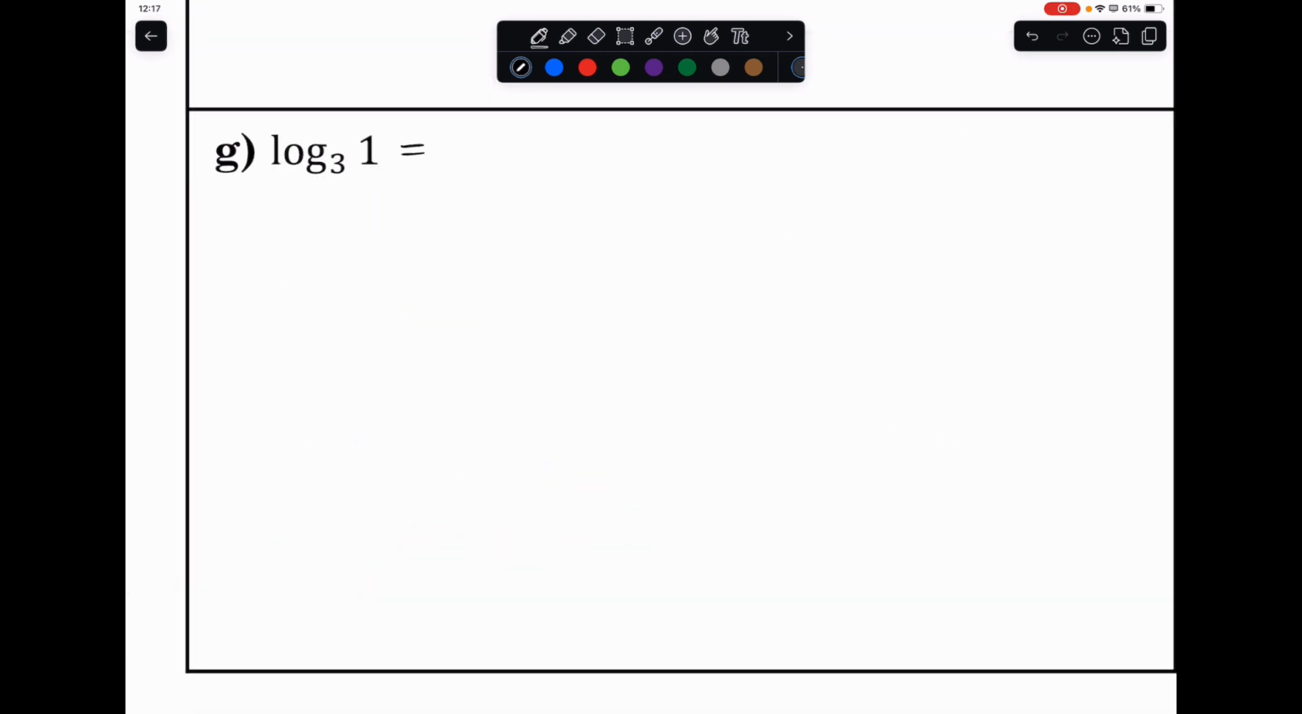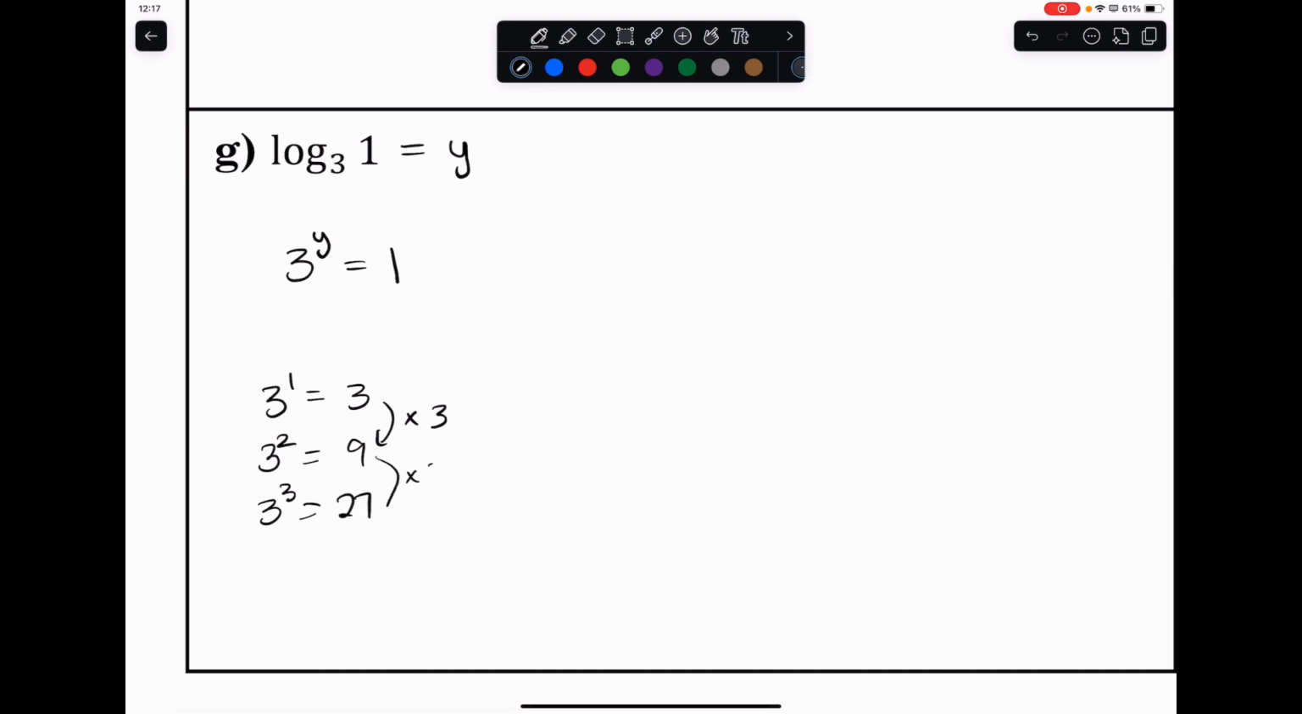The log base 3 of 1 has to equal some value of y. So 3 to some power has to equal 1. Well, we know that 3 to the first power is equal to 3. 3 to the second power will equal 9. 3 to the third power multiplies another 3 to that, so that will be 27. And then 3 to the fourth will multiply another 3 to the previous answer, which ends up equaling 81.